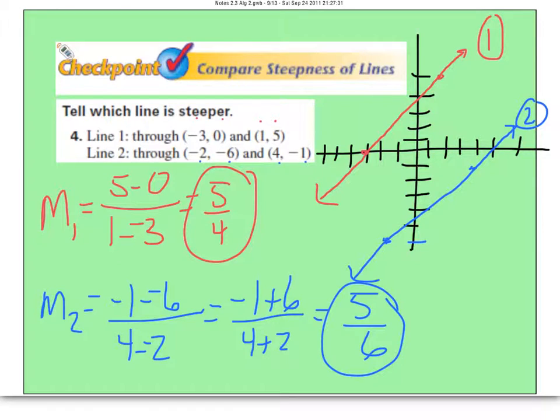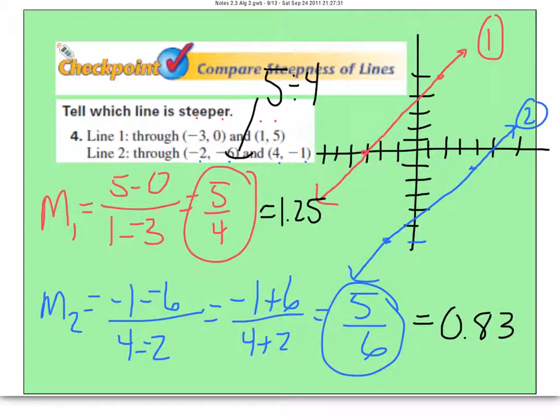Now, if you're not sure which fraction is bigger, put it in the calculator. What you would type for this is just 5, the divided by sign, 4. If you do that, you're going to get 1.25. For this one here, if you do 5 over 6, you're going to get 0.83. So if you look at it that way, we can tell line 1 is more steep. So my answer would be line 1.